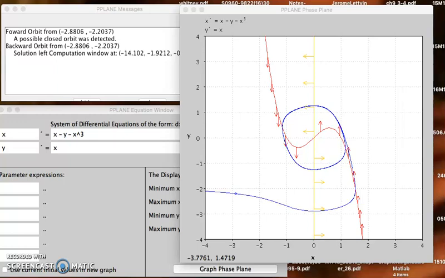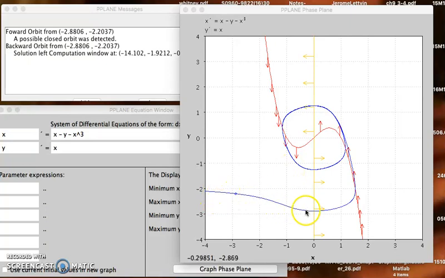So continuing with our phase plane analysis of this differential equation, x dot equals x minus y minus x cubed, and y dot equals x. What we just saw was that if we chose this initial condition, the solution sort of wraps around and converges onto what could possibly be a periodic closed orbit. And it is indeed a periodic closed orbit. It's a stable periodic orbit, also called a limit cycle solution.